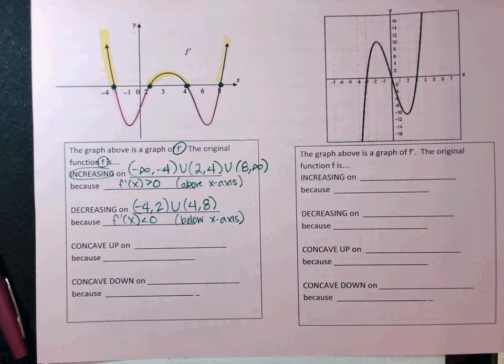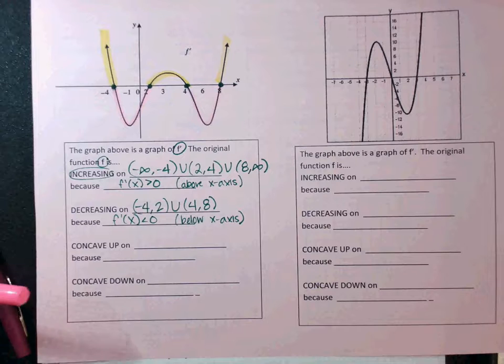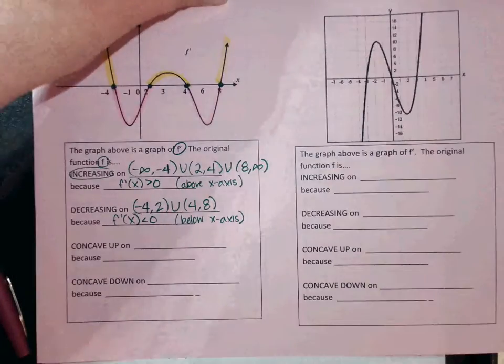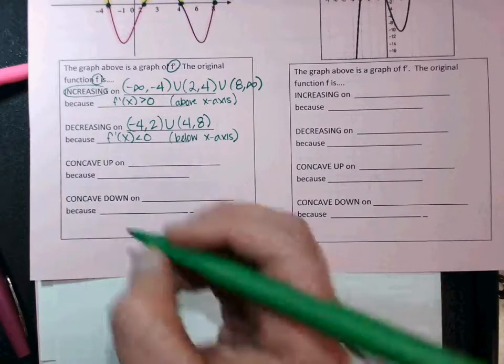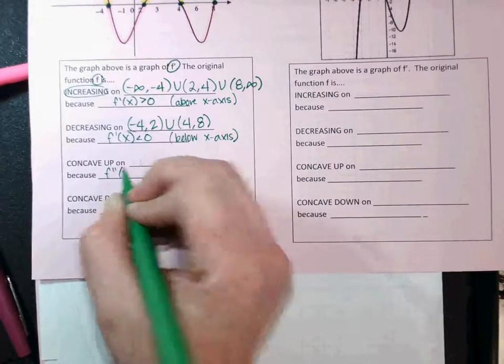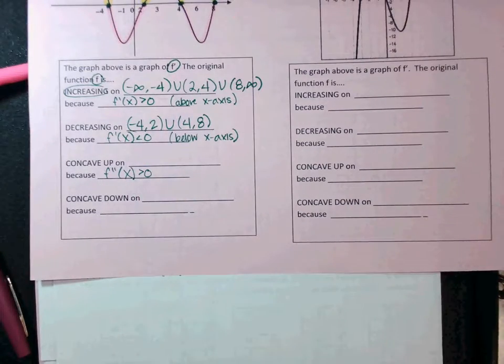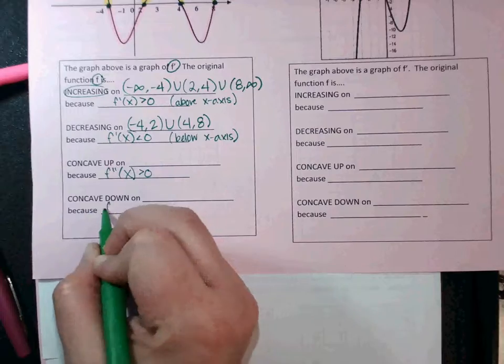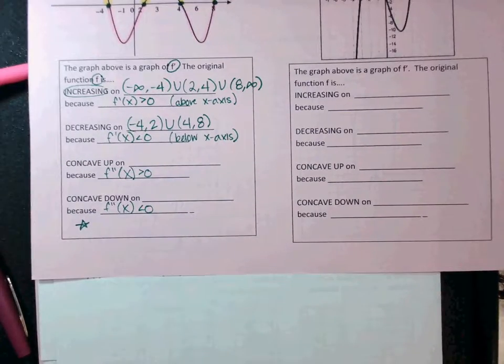Now the next thing that we're going to talk about is concavity. Which version of f do we need, f double prime or f prime? I asked that in a weird way, but I meant f double prime tells us about concavity. What does it have to be for f to be concave up? f double prime has to be greater than 0. What about for it to be concave down? Less than 0. Put a big star right here.